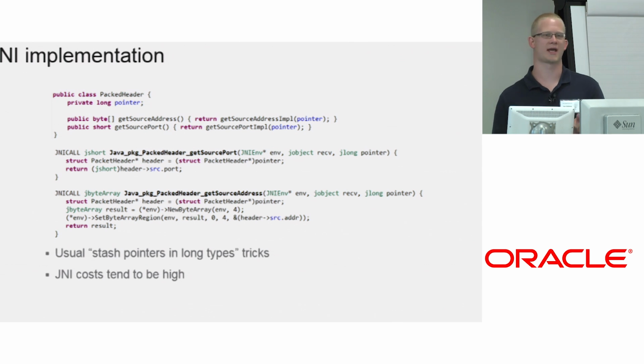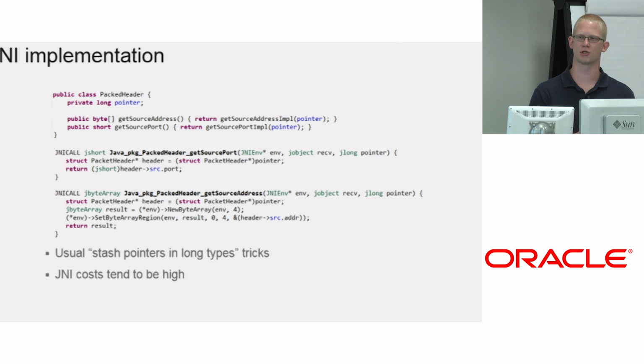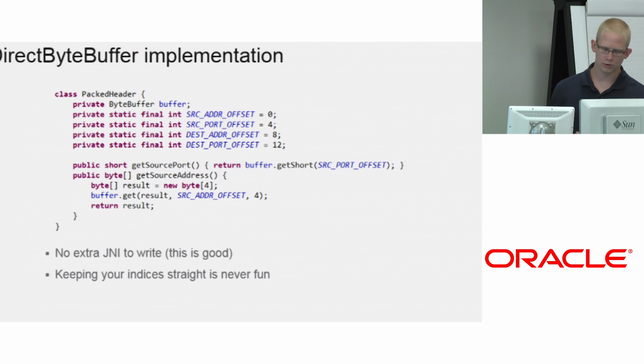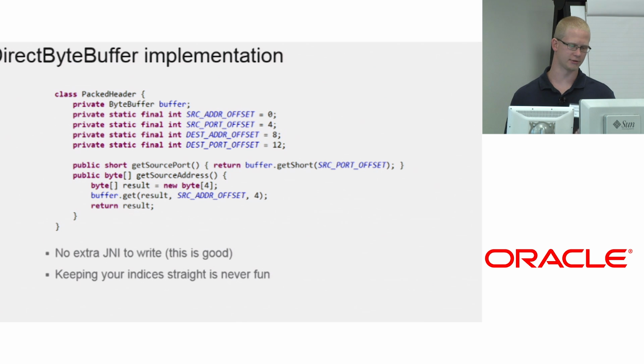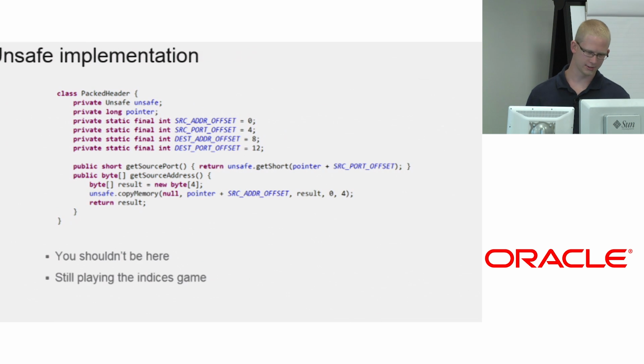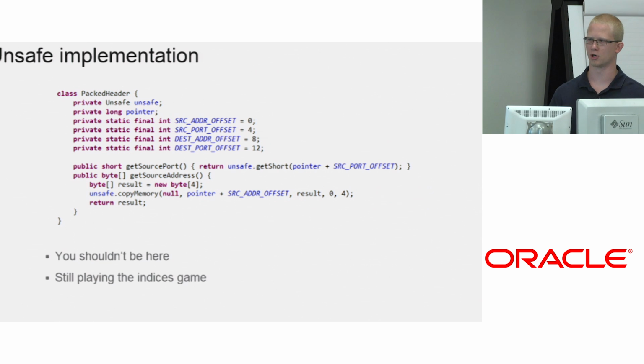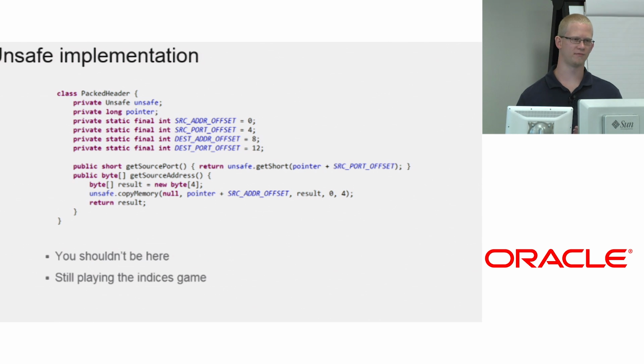So people often either cache those things, you look it up once and you cache it internally, or you do some other kind of game where you copy the whole data in. Or you move to a direct byte buffer. You don't have to write JNI, which is good, easier to get right, but now you're keeping indices straight. You've had to map what these indices are so that you can actually do this. Or you've stepped all the way to unsafe, which looks almost identical to the DBB code, because let's face it, DBB is basically just a wrapper on unsafe. None of this code is fun to write, none of it's fun to maintain. And you really shouldn't be here if you're playing with unsafe.